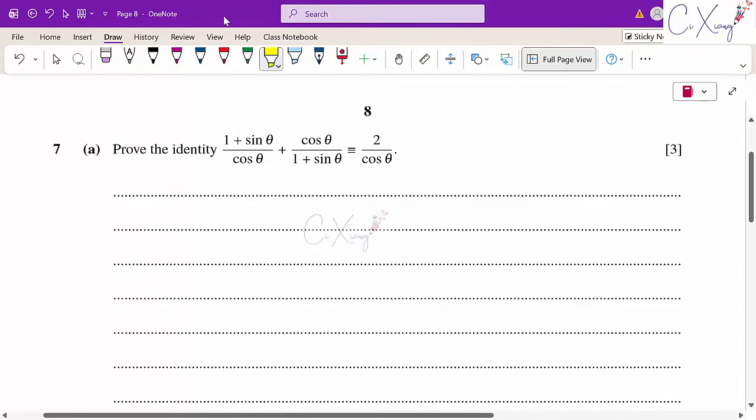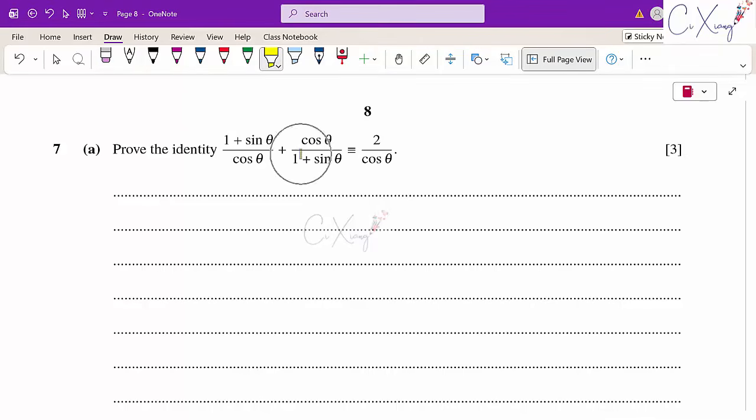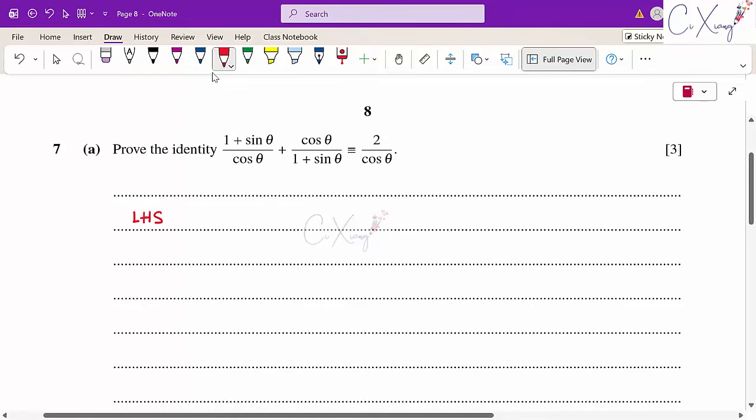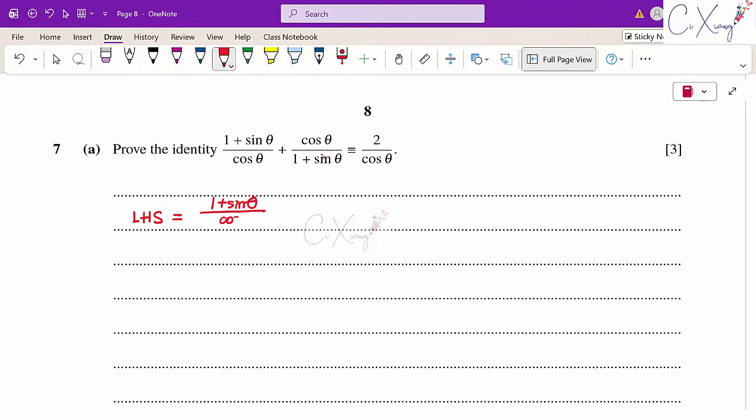Alright, so let's have a look at question 7, part A. Prove this identity. If I have a look at the identity here, on the left-hand side I have two terms, something plus something, while on the right-hand side I only have one term. In my opinion, starting from the left-hand side is easier because it will be easier to combine two terms into one. I have these two fractions here: 1 plus sine theta over cos theta, plus cos theta over 1 plus sine theta.